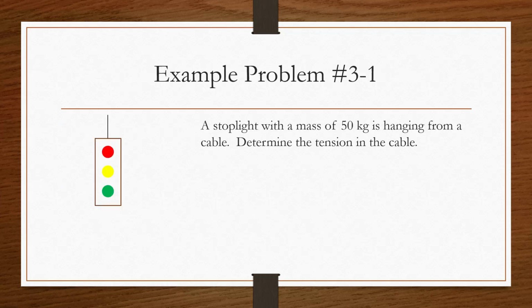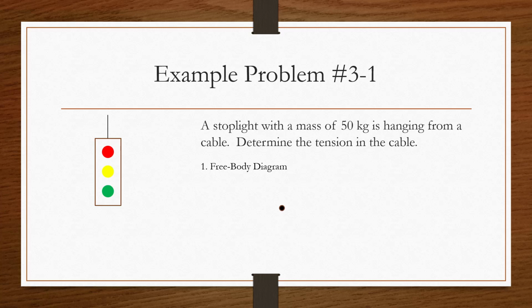So let's look at an example problem, and look at how we begin to work through a problem involving equilibrium. So here we have a stoplight that has a mass of 50 kilograms and it's hanging from a cable. And we want to determine what is the tension in the cable. So my first step in any one of these is to draw a free body diagram. Identify what forces act on the object and what direction those forces act on the object.